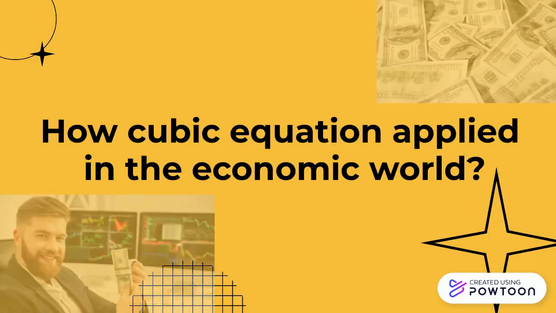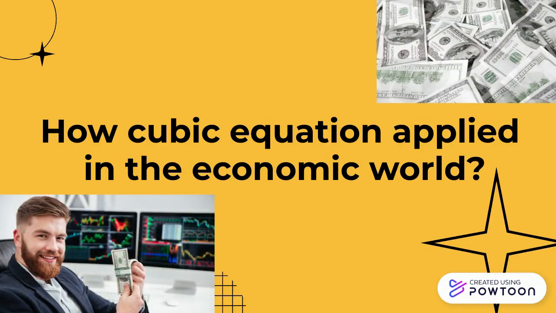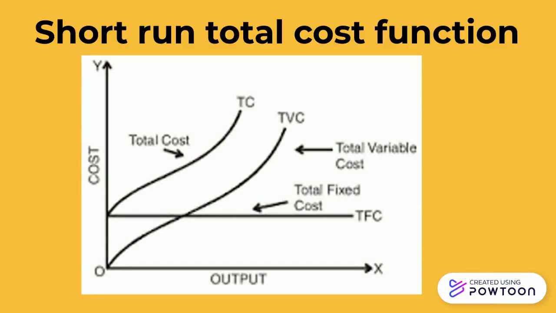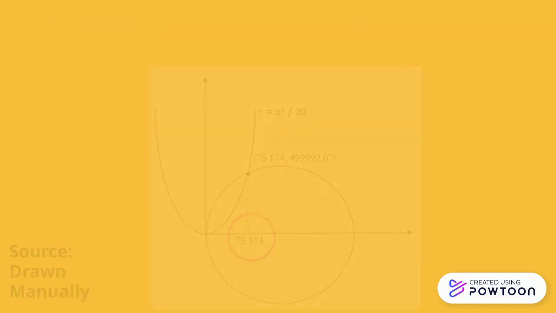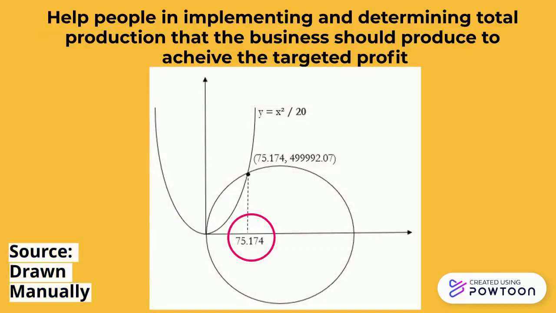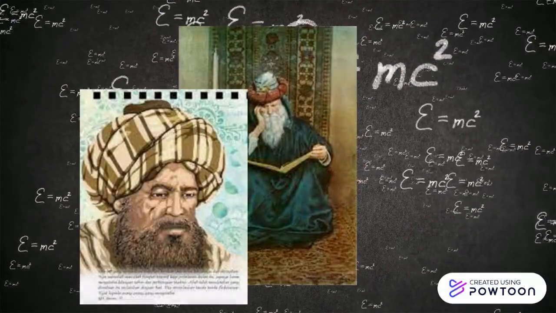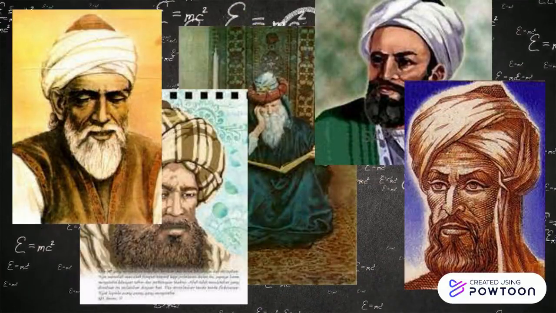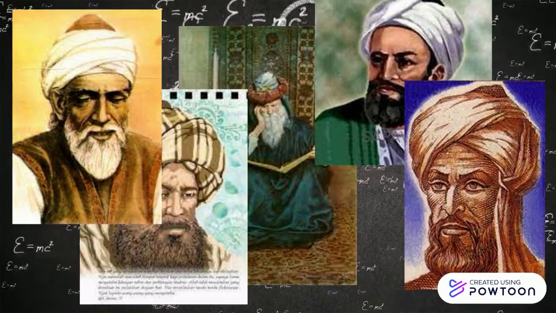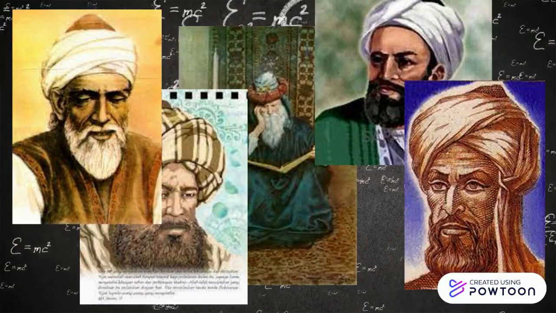Moving on to the crucial part of this paper, on how the cubic equation applies in the economic world, first pupils will be able to find the short run total cost function that has increasing return and also decreasing return. Other than that, the cubic equation also helps pupils determine the total production that a business should do to achieve the targeted profit. In conclusion, most of the theory and theorems that are being implemented in the economic system are due to the sweat and tears of past scholars.